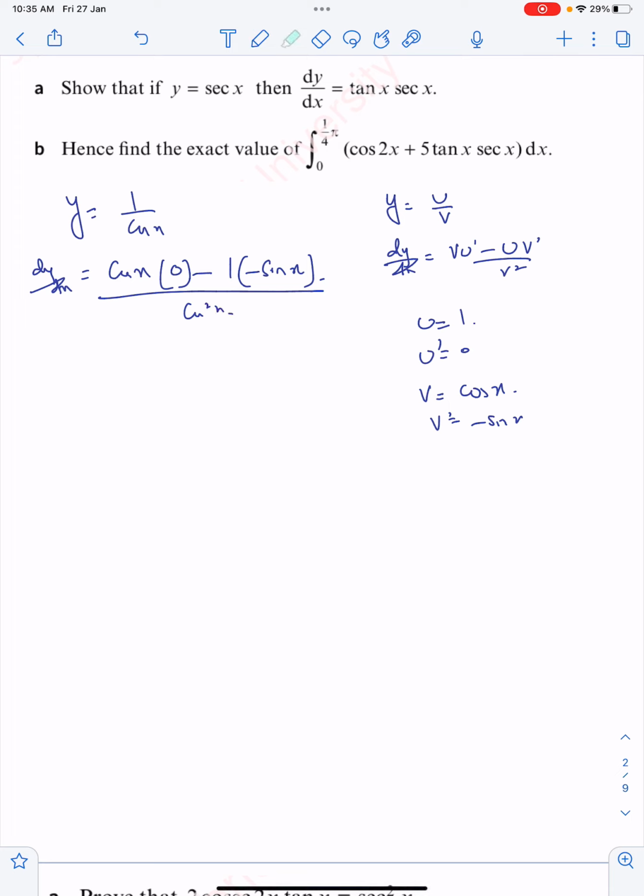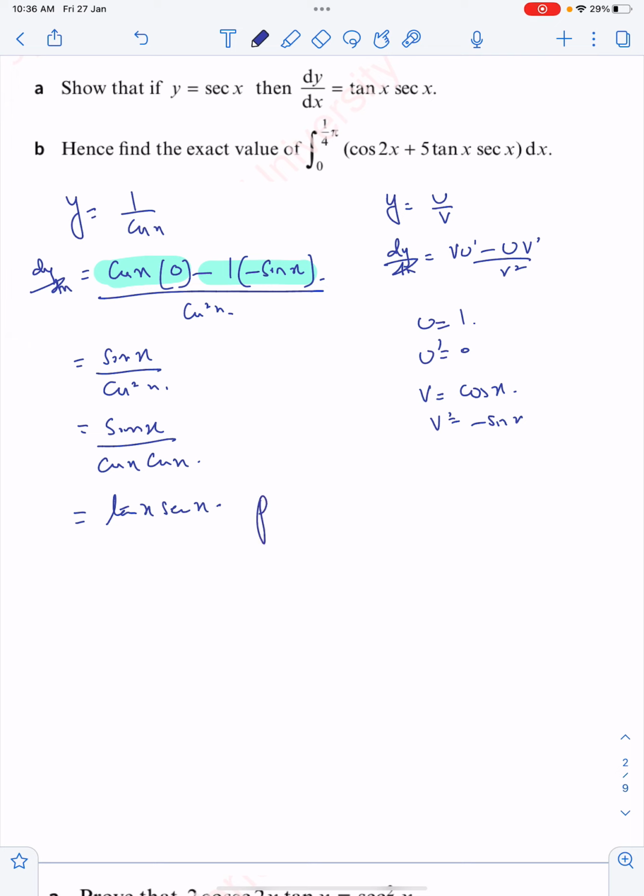This first term is going to become 0. Now this is positive sin x upon cos square x. If I separate sin x in the numerator with two cos x in the denominator, sin x upon cos x will become tan x, and 1 upon cos x will become sec x. So this is equivalent to tan x sec x. We have proved that dy by dx is tan x sec x.